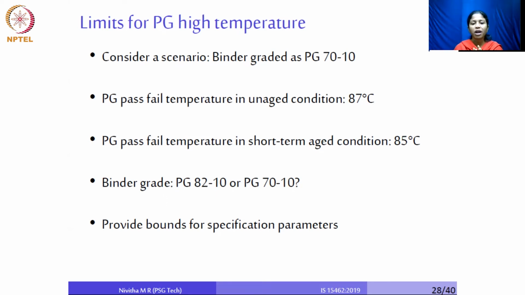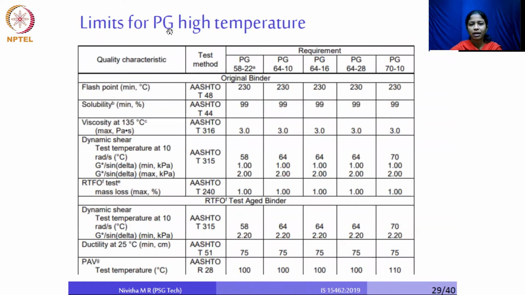This issue occurs because we do not have any bounds for the specification parameter, and it is mentioned only as a minimum value specification. So to take into account these kinds of issues, the Caltrans Department of Transportation has come up with their own specification requirement, which is based on the PG framework but modified to suit their requirements. Therein, they give bounds for the G* by sine delta value. So they say, for a PG 58-22 binder, if you test at the at-grade temperature of 58 degrees Celsius, it should be within 1 to 2 kilopascal, right? So they give a bound.